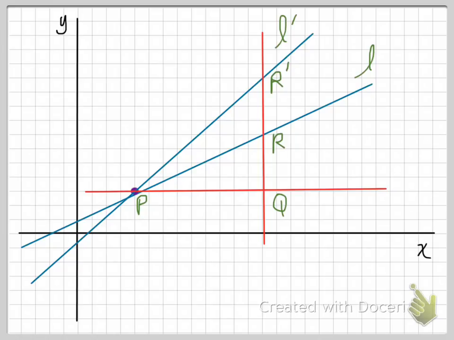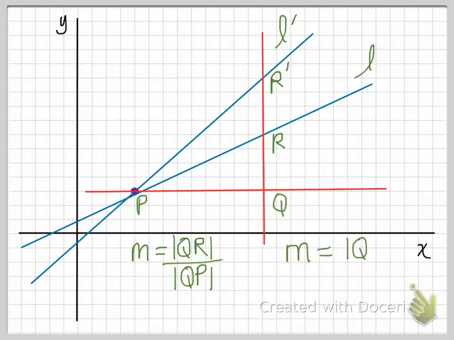Okay, so now we can define our slope. So the slope of line L would be the length QR over the length QP. So that would be this length here, QR over QP. So that would be the slope of line L. Now we're saying that the slope of line L prime is the same, so I'm just going to use m again. So the slope of line L prime is length QR prime over length QP.